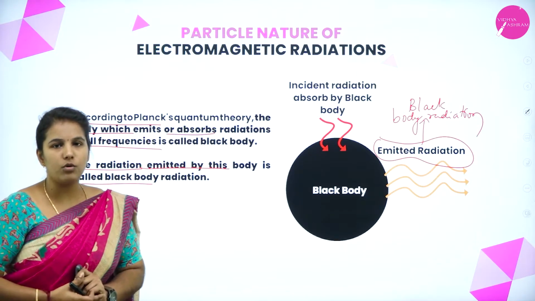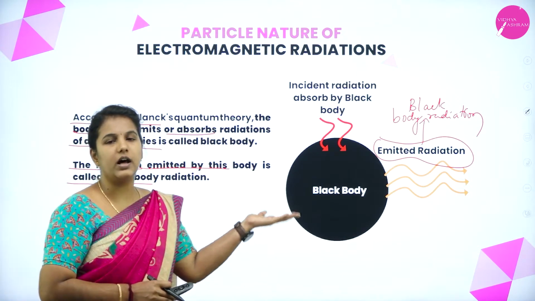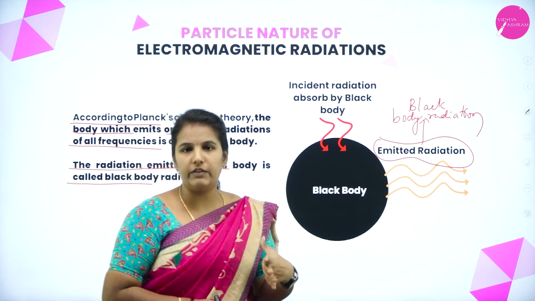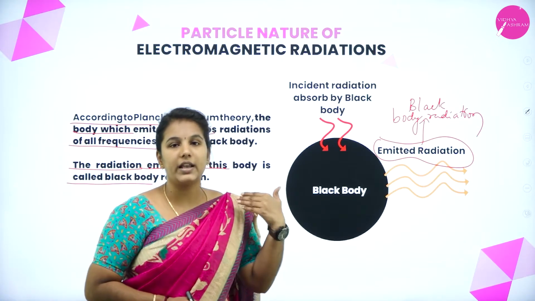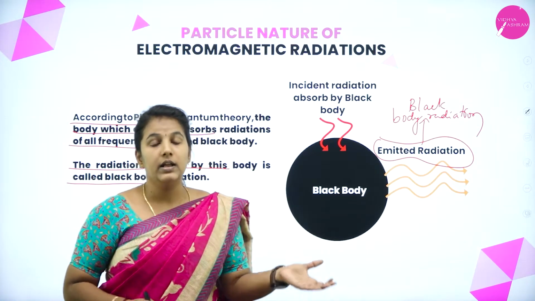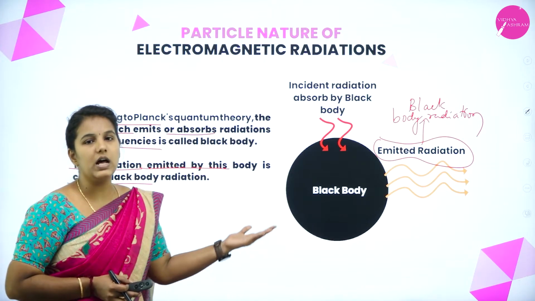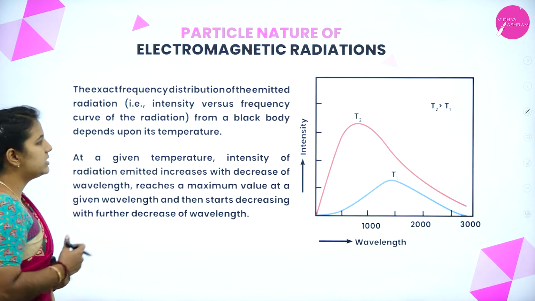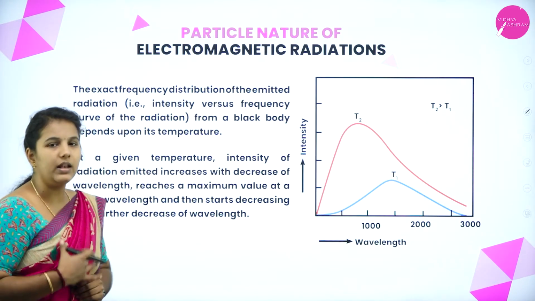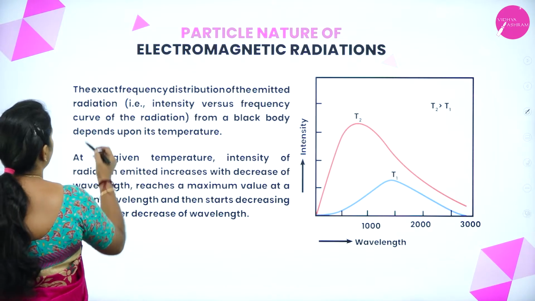So what is the black body here? The black body is a body that can easily absorb radiation of all frequencies. Once it absorbs the radiation of all frequencies, it can easily be emitted. The radiation which is emitted from this body is known as blackbody radiation. Now, let's see how he explains this concept by using this blackbody radiation.